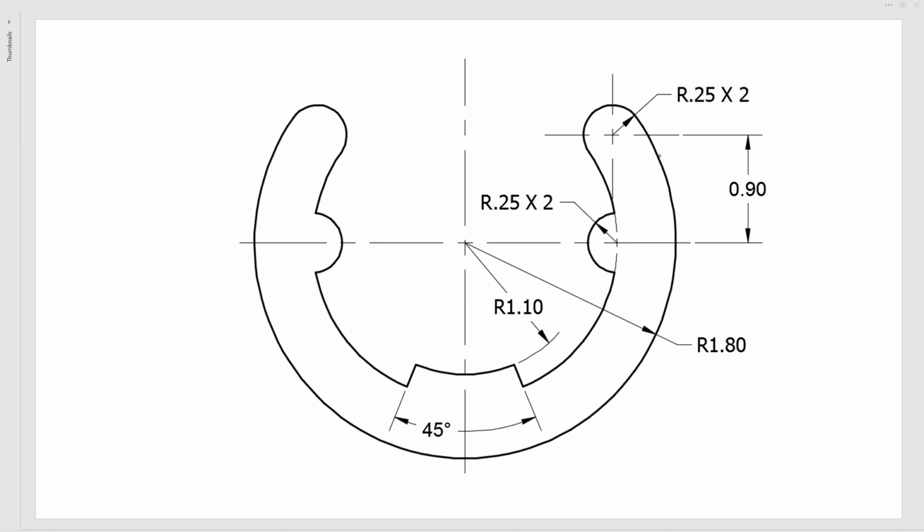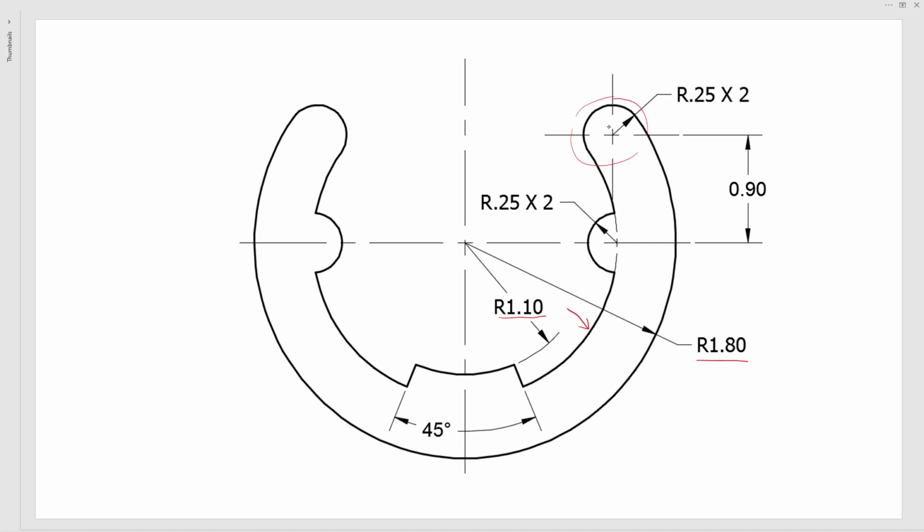Now in here I have this arc. This arc has a radius of 1.8, and this one is radius 1.1. However, I do not know the radius for this arc. But what I know is that I have this information.